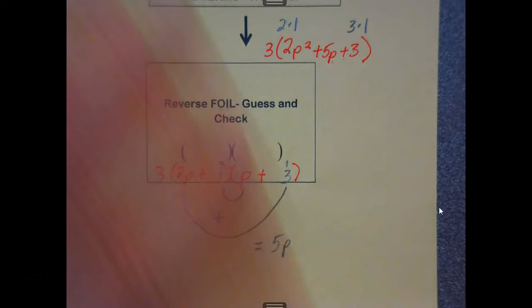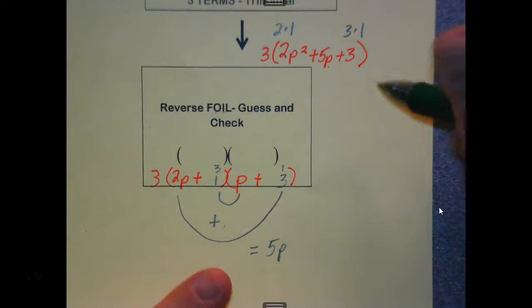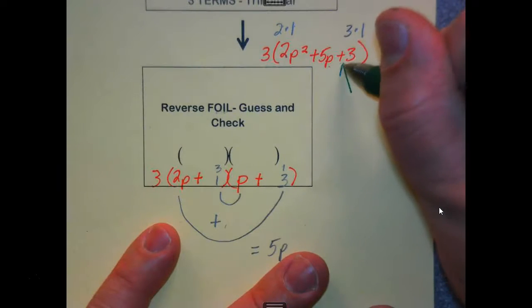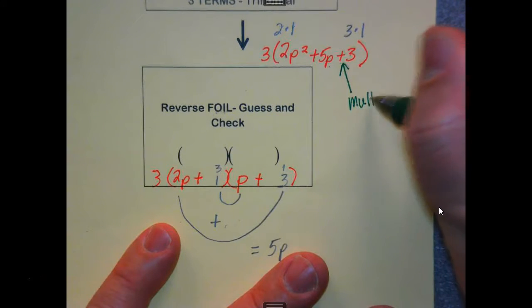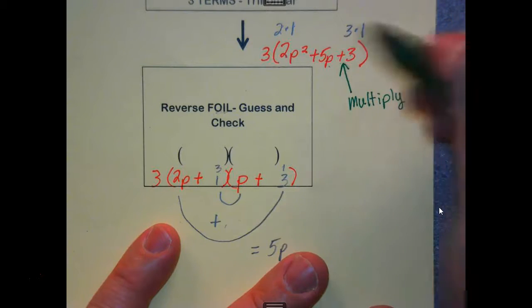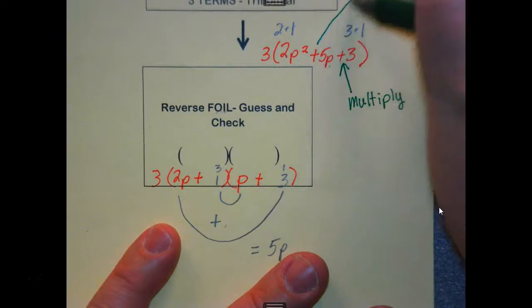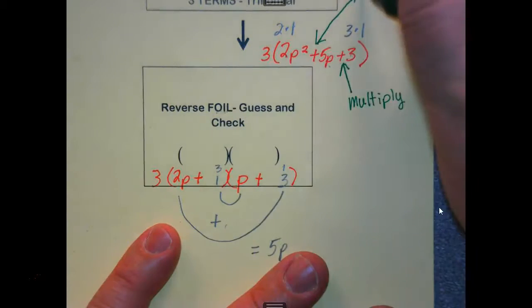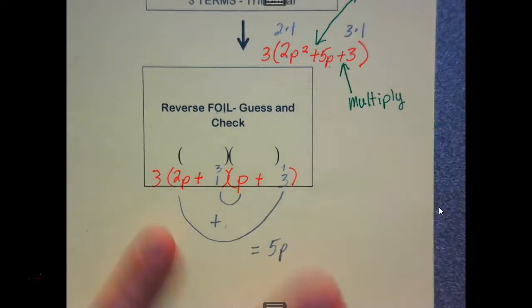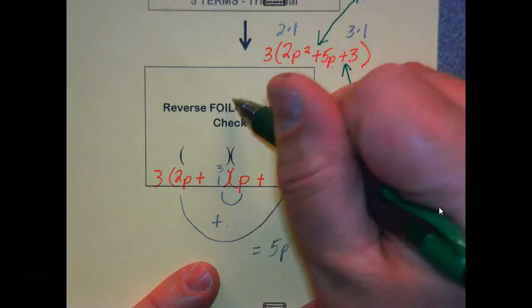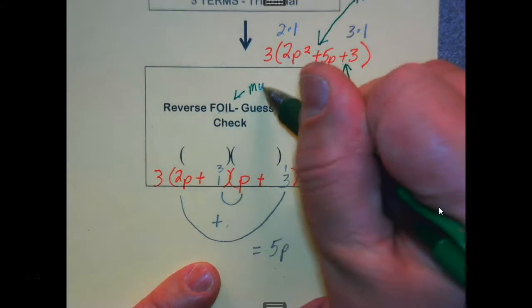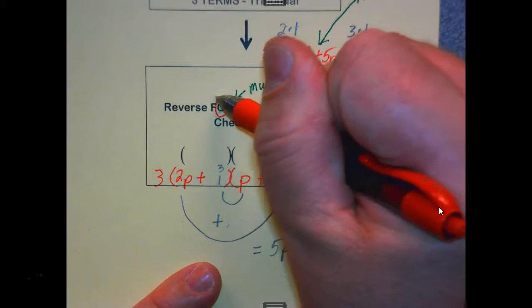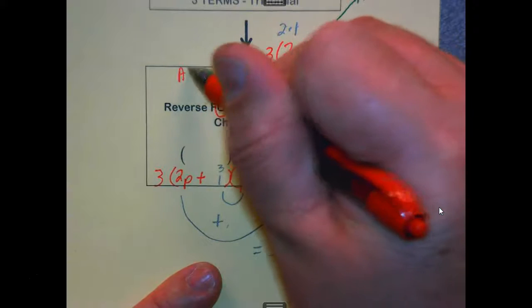Okay, so 3 and 1. They multiply to a positive 3. And the outer and inner have to add up to a positive. The last is your multiplication. And your middle, the O and the I, are the ones you add. Got it?